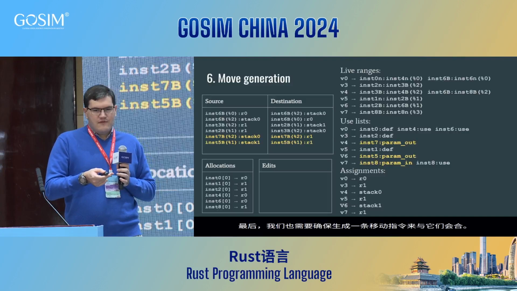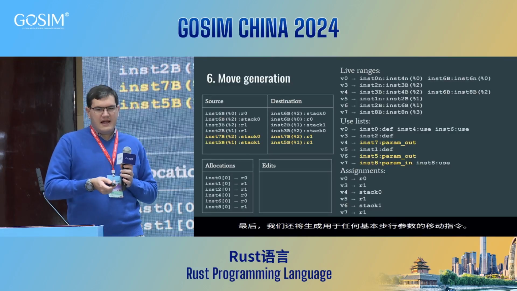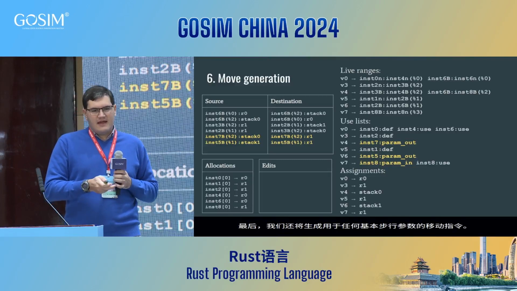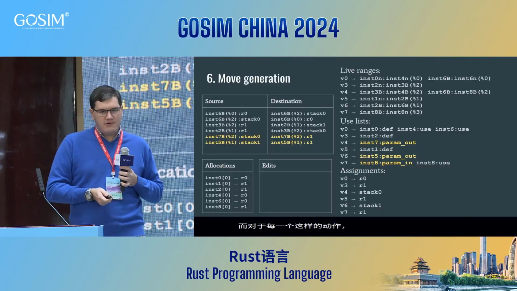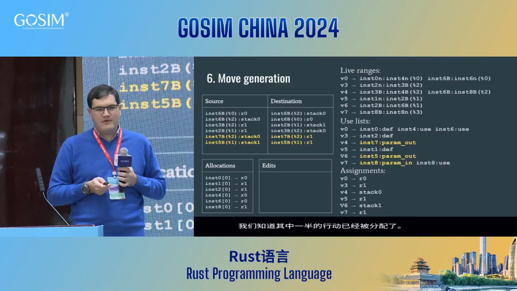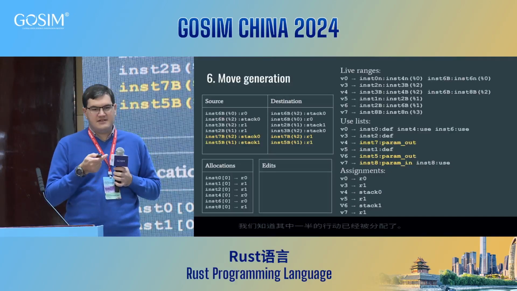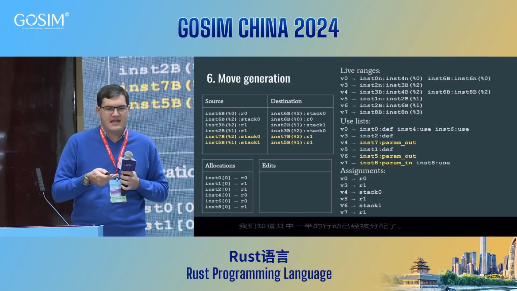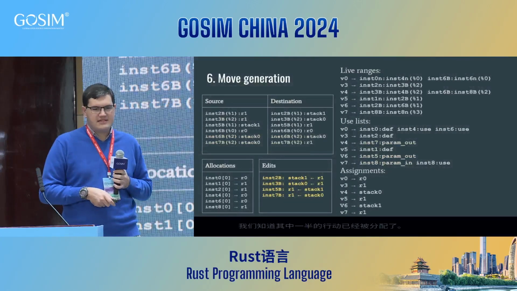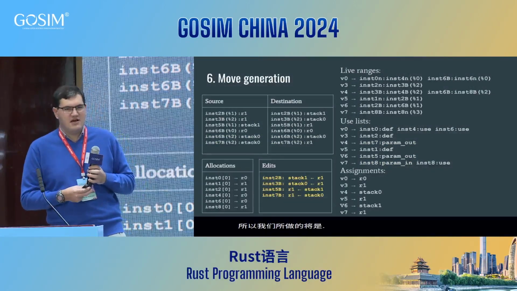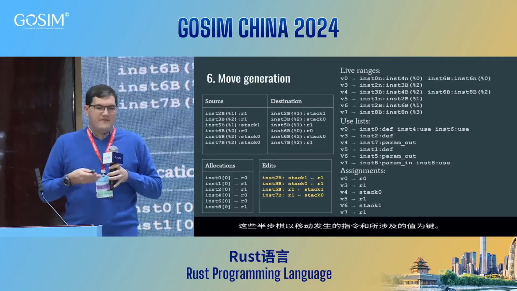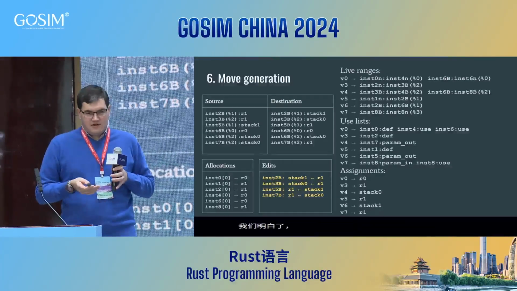And for each of these moves, we know the allocation that one half of the move has been assigned. So what we will then do is we end up with a set of half moves that are keyed by the instruction at which the move happens and the value that's being moved. We're going to sort these and generate a set of edits, which are the final moves that are going to be inserted in our program.